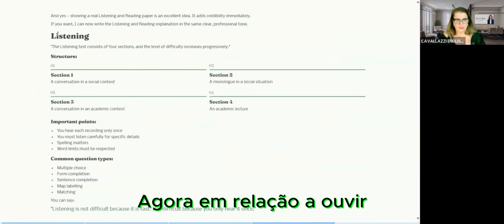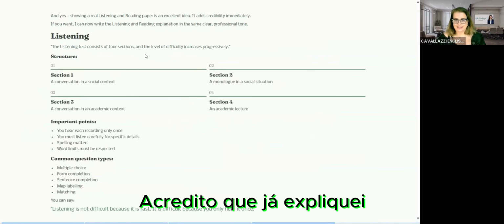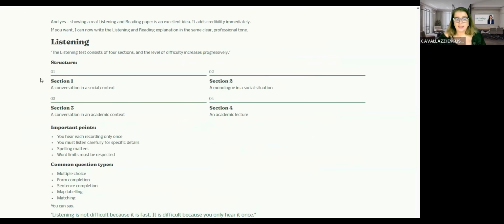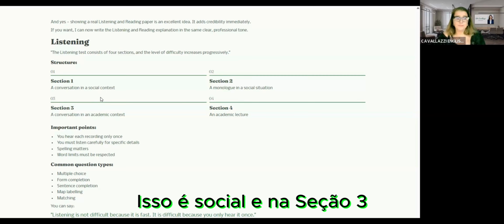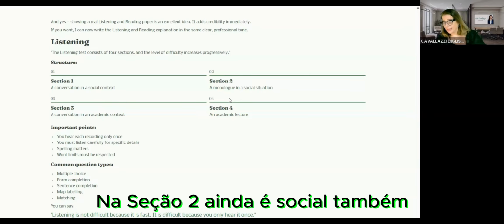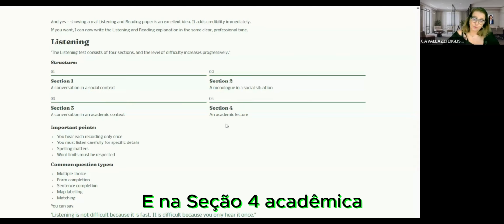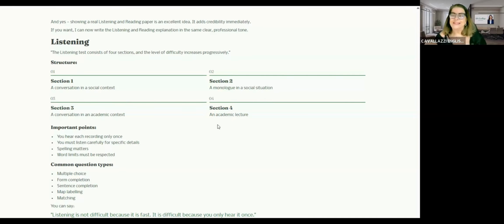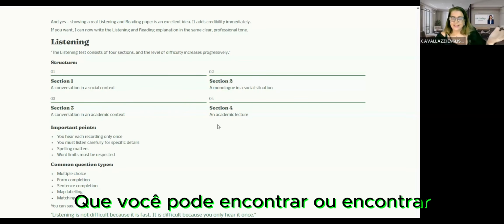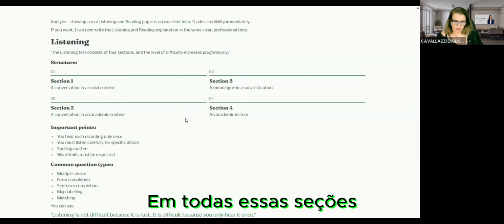Now, regarding listening, I believe I have already explained the concept of listening more or less, just as I told you before. In section 1, it's a conversation that's social, and in section 3, it's a conversation in an academic context. In section 2, it's still social as well, and in section 4, academic. I give nearly every single one of the techniques, all the clever traps, deceptive tricks, and various other maneuvers that you might potentially come across in all these sections.